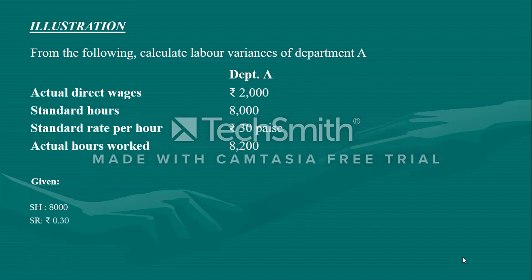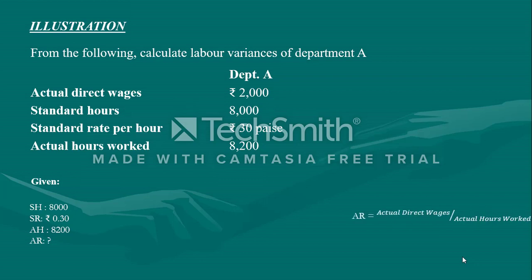And also the standard rate. How much is the standard rate? 30 paisa, which means 0.30. Actual hours is also given: 8200 hours. Next, actual rate. Actual rate is not given, but they gave the information to calculate it: actual direct wages is given. With the help of actual direct wages and actual hours worked, we can ascertain the actual rate.